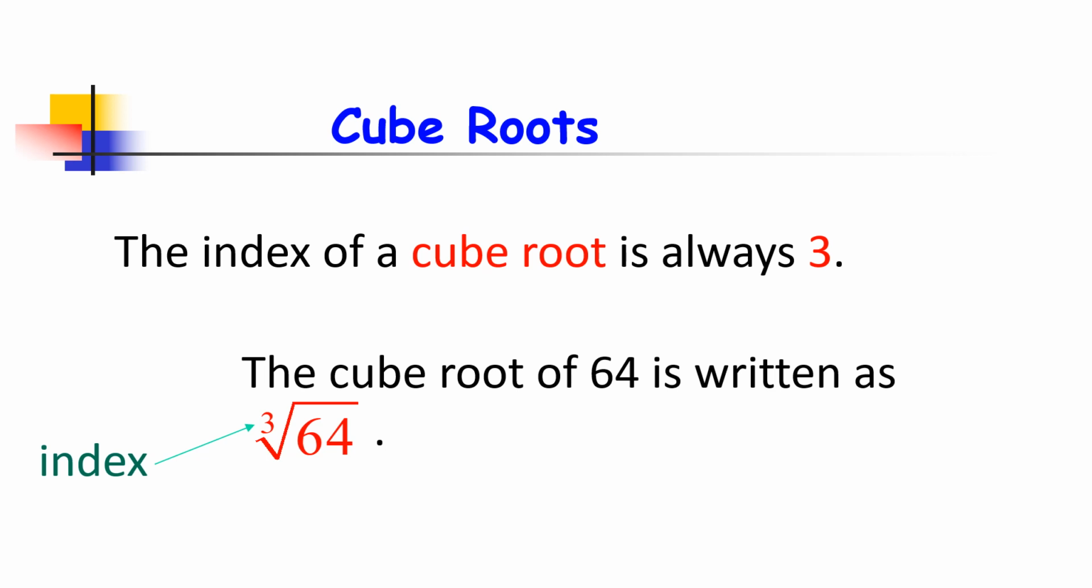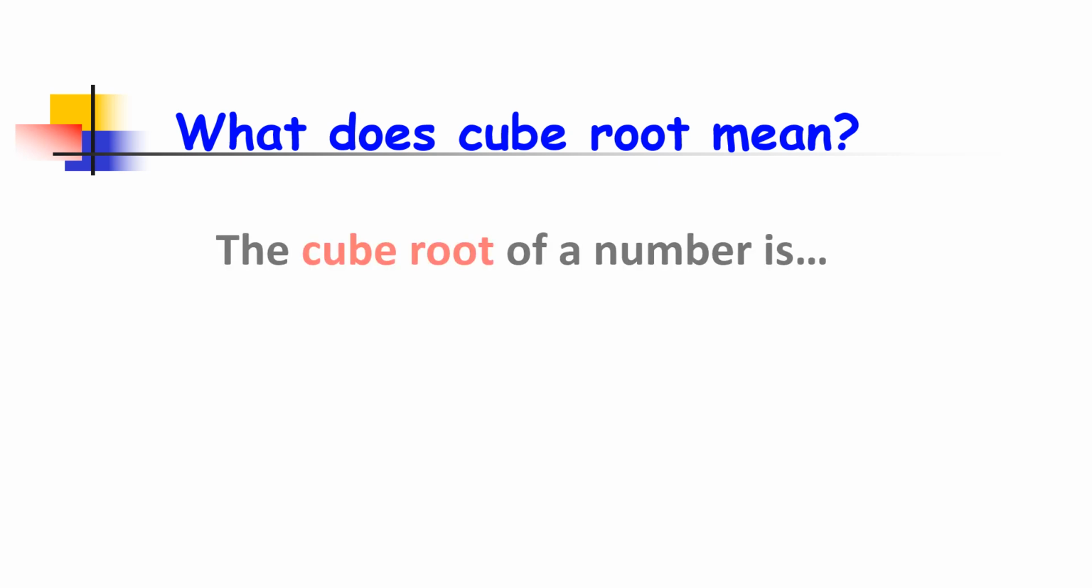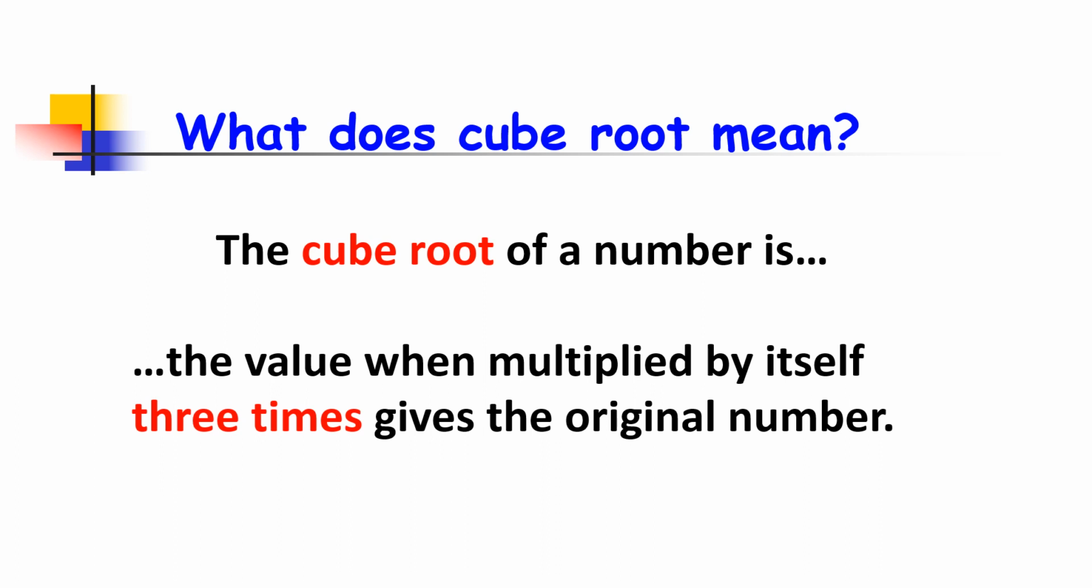As one can observe, when it comes to square root, we don't have any index, but automatically it's 2. In mathematics, we don't need to write 2 in a square root. So what does cube root mean? The cube root of a number is the value that, when multiplied by itself 3 times, gives the original number.